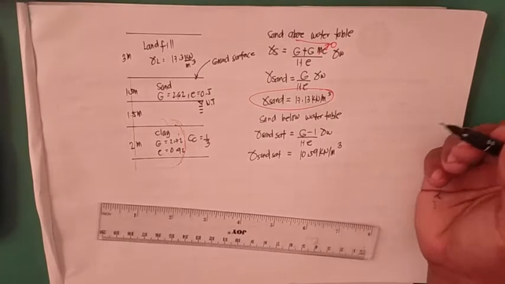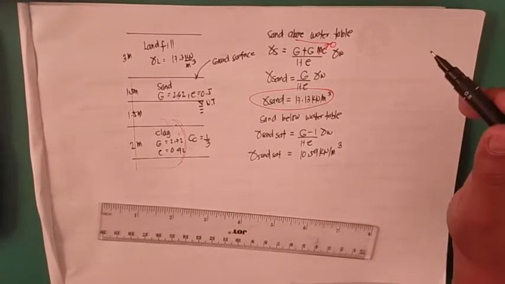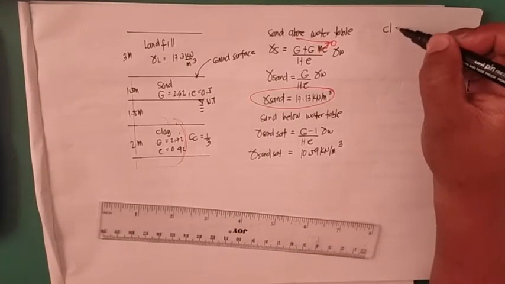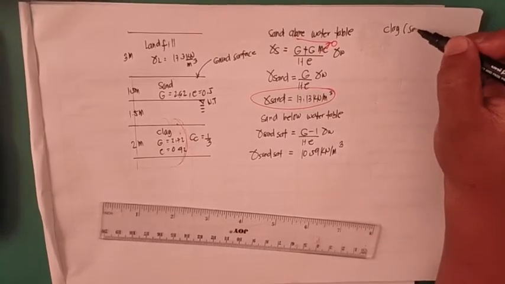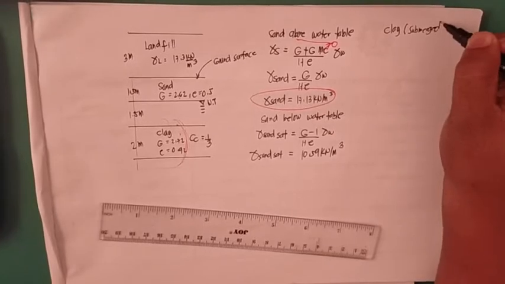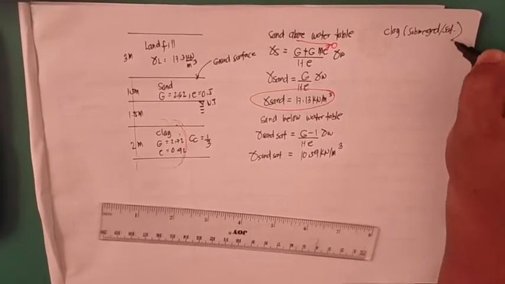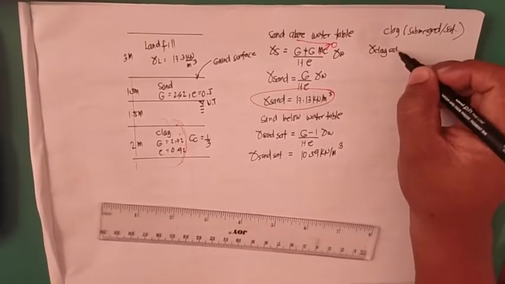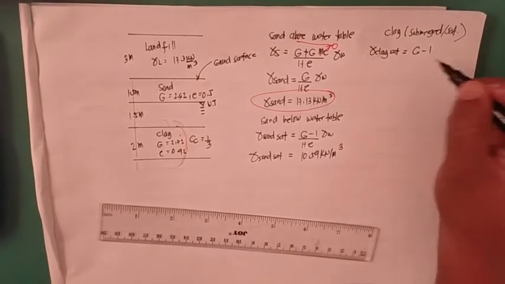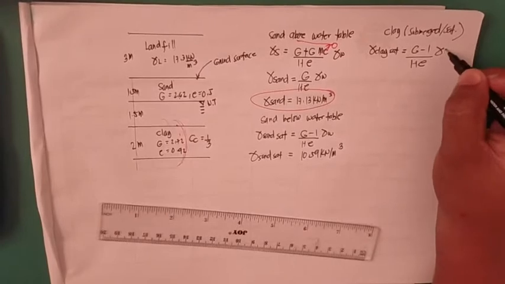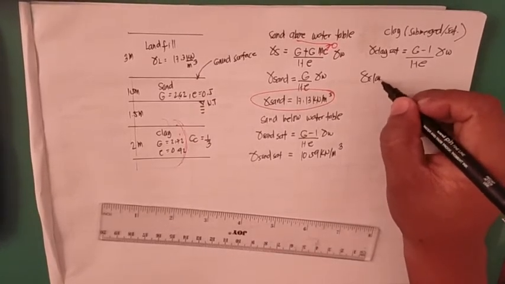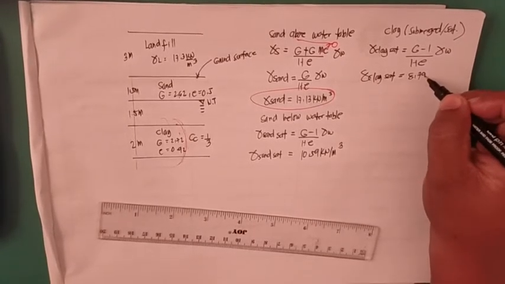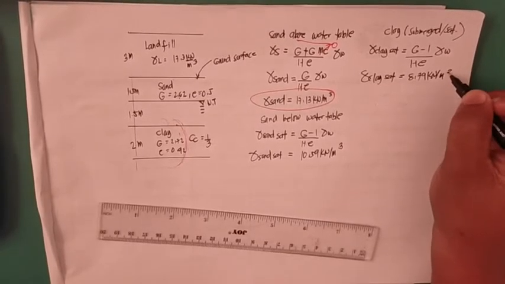Okay? So now, we are done with sand. We will continue with the gamma of clay submerged. So clay is still submerged or saturated. Okay? So gamma of clay saturated, using the same formula, G minus 1 over 1 plus e, gamma of water, gamma clay saturated is 8.79 kilonewtons per cubic meter.